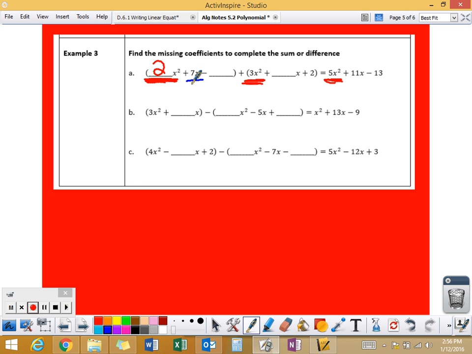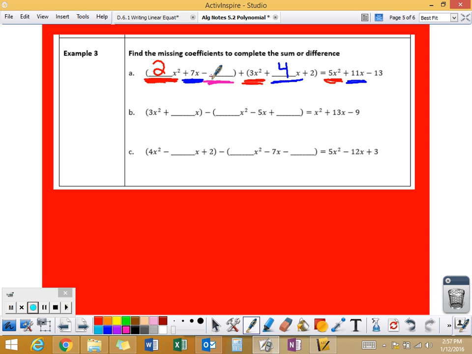Let's look at the x terms next. So I have a 7x here, I have a blank x there, and an 11x at the end. So here I'm asking, what do I add to 7x so that it equals 11? Think about it for a second. The number I would put in would be a 4, because 7 plus 4 is 11.